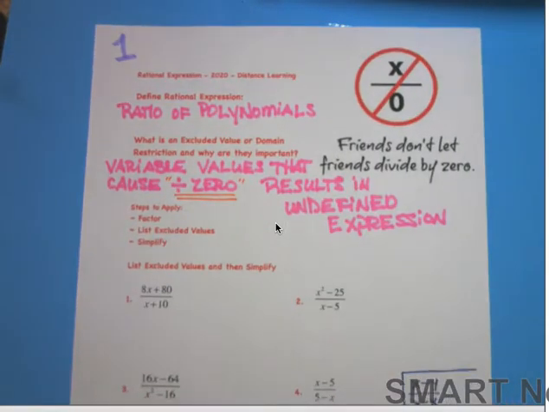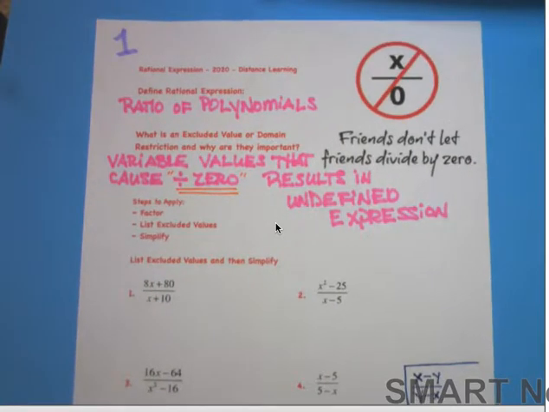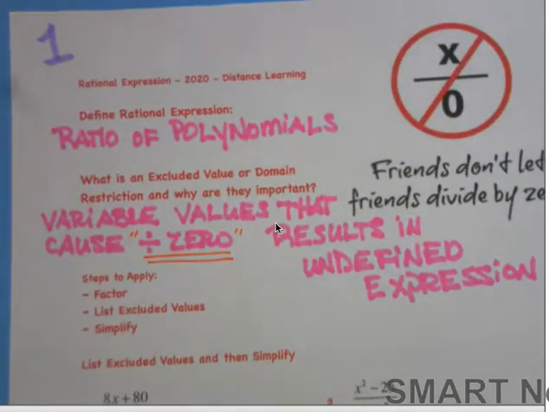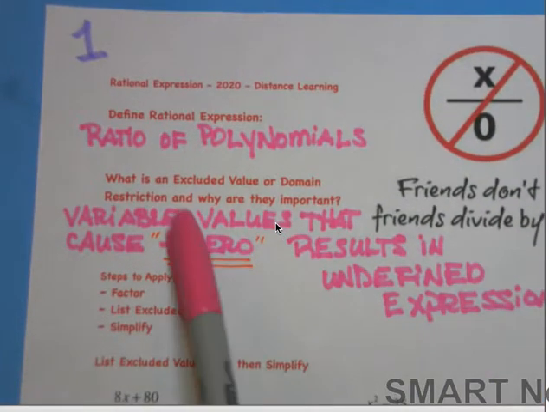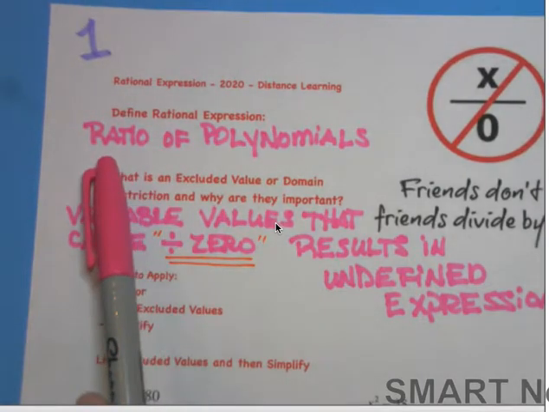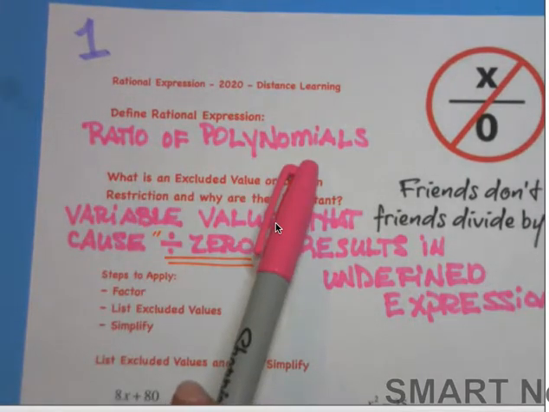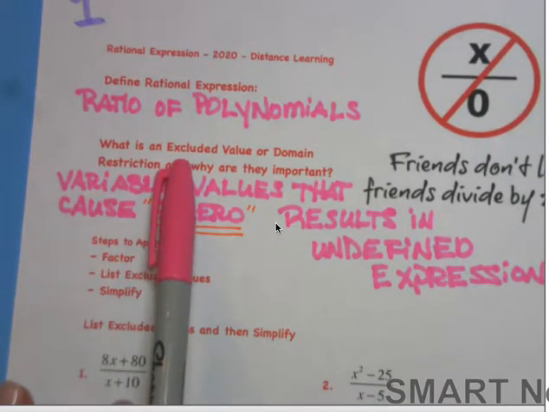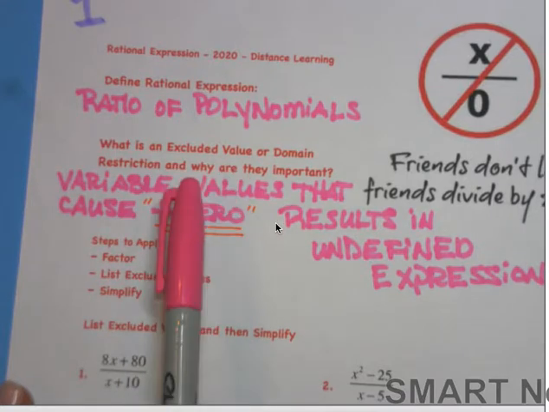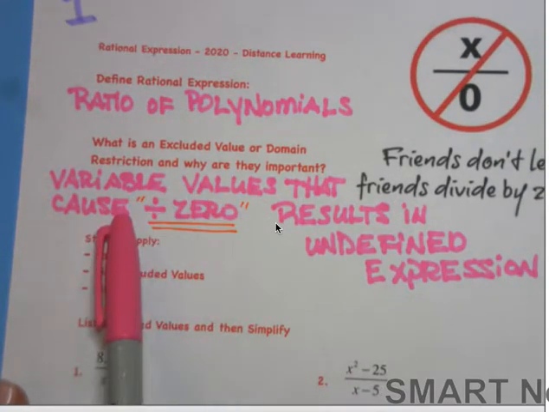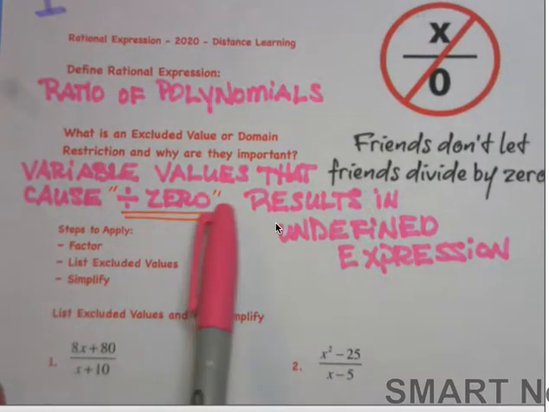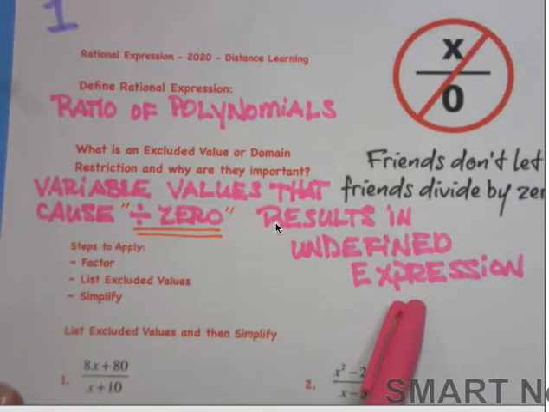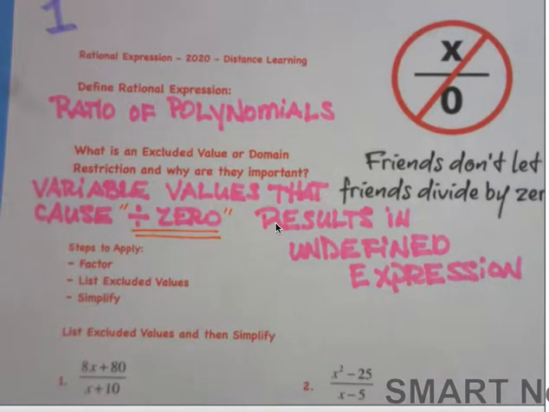First of all, I'm going to ask you to stop the video and copy down the definitions that I have written here. I'll read them and then I'll stop the video so that you have time to write everything down. The definition of a rational expression is simply a ratio of polynomials. The object of this video is to explain what are called excluded values or domain restrictions. These are variable values that create division by zero, and division by zero results in an undefined expression. So I'm going to stop the video, let you copy these definitions down, and then carry on.